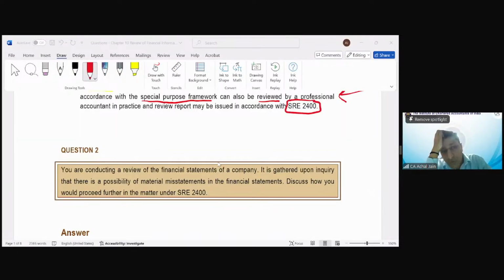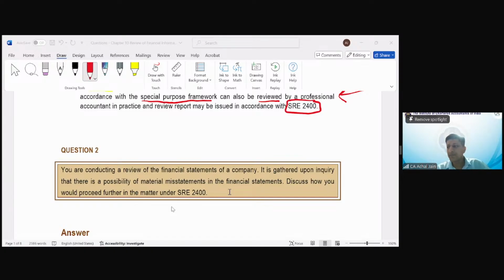You are conducting a review of financial statements of a company. It is gathered upon inquiry that there is a possibility of material misstatement in those financial statements. Discuss how you would proceed further in this matter under SRE 2400. Now it's a good thing. Here again, what has happened? The relevant standard has been explained to you by the question itself. Yes or no? Tell me. How would you proceed? What do you do in this case?